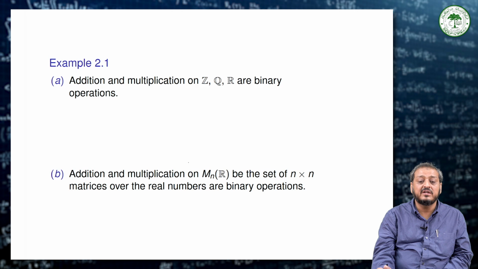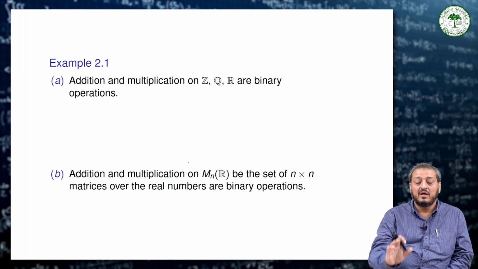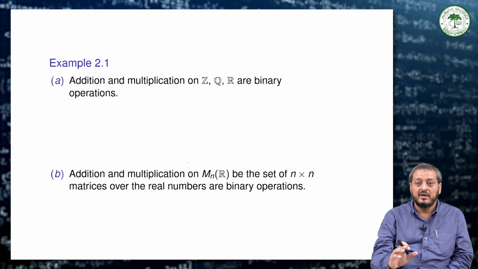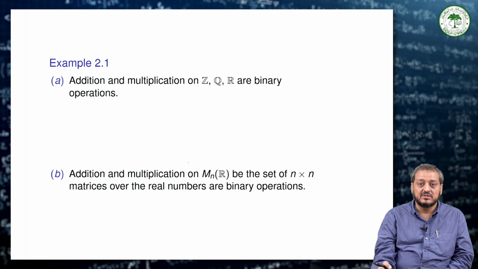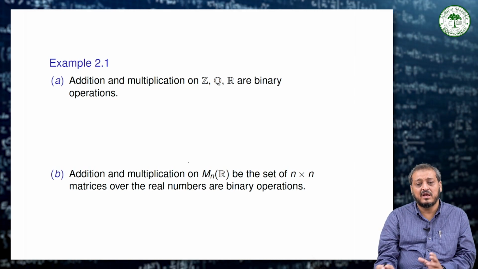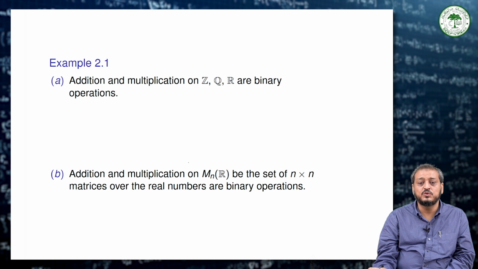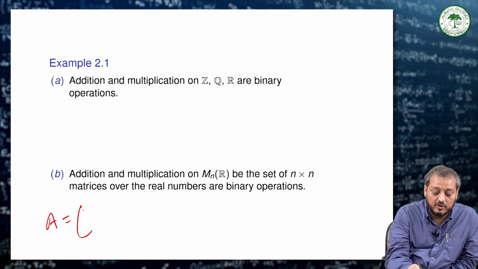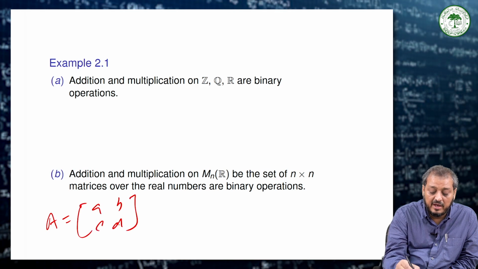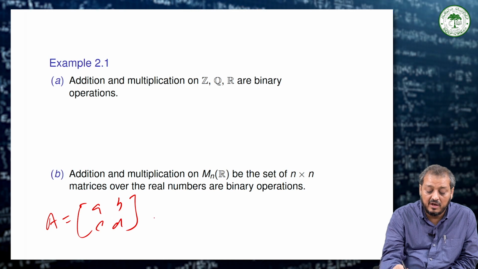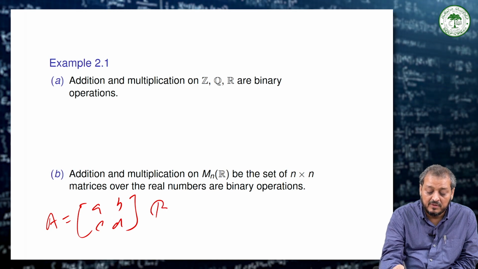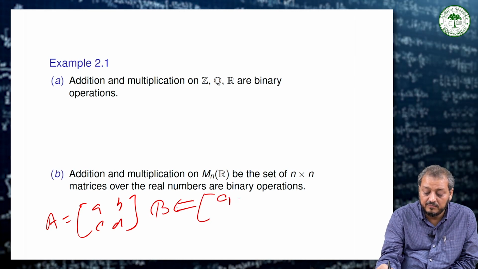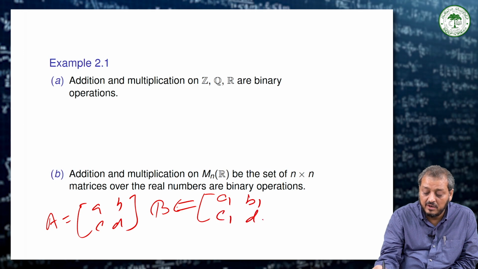We take addition and multiplication of all n by n matrices over the real numbers; this is a binary operation. Let us try a very simple case. If n is equal to 2, we take 2 by 2 matrices like this. We take A to be any matrix with entries a, b, c, d, which are elements of R, and B can be written in the form of another matrix with entries a1, b1, c1, and d1.